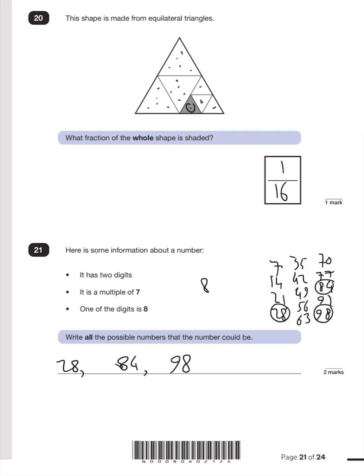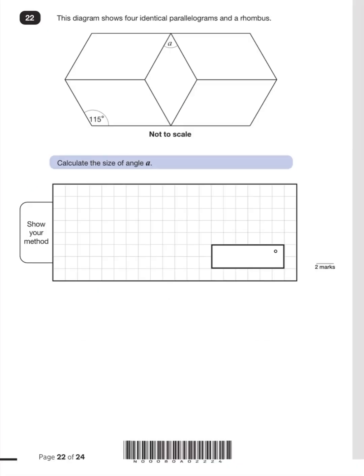Number 22. This diagram shows 4 identical parallelograms and a rhombus. Calculate the size of angle A. Angle A is inside the rhombus. Okay, so we've got one angle only, which is 115. This one's 115. But we know that means this one's also 115, and this one, and this one, and this is 115 as well.